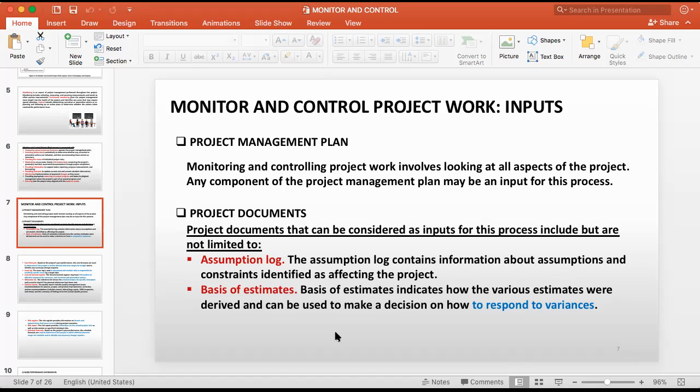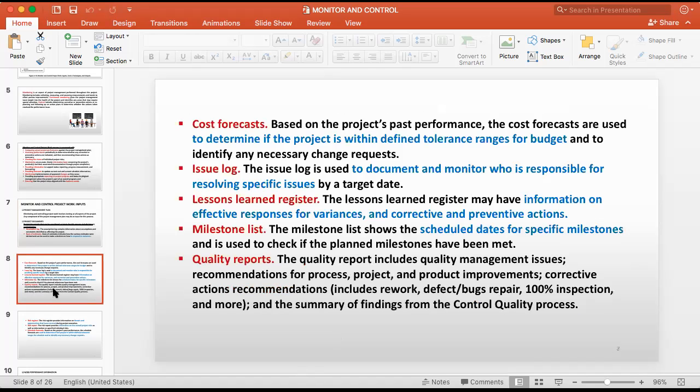your basis of estimates. So basis of estimates indicate how the various estimates are derived and can be used to make decisions on how to respond to the variance. When you get the variances, how to apply that, how to calculate the cost for that, how to calculate the duration for that, your variance, the difference. So all these things you have to do incorporating your basis of estimation. So basis of estimation is also very important as a project document when you have it as an input.